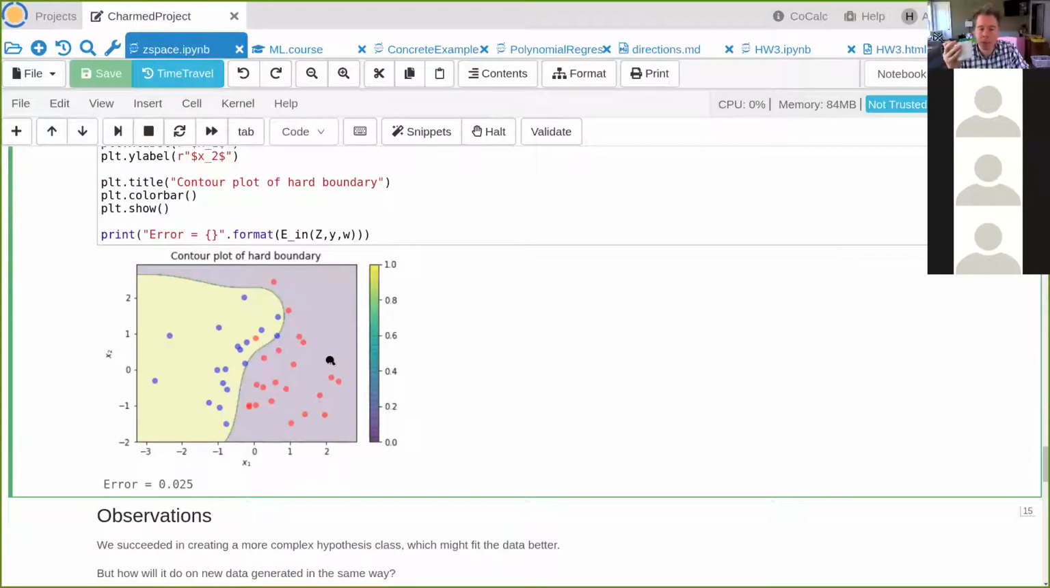Anyway, here's the decision boundary that you get. And what is the error here? Oh my gosh, the error went down. So naively you think, great.